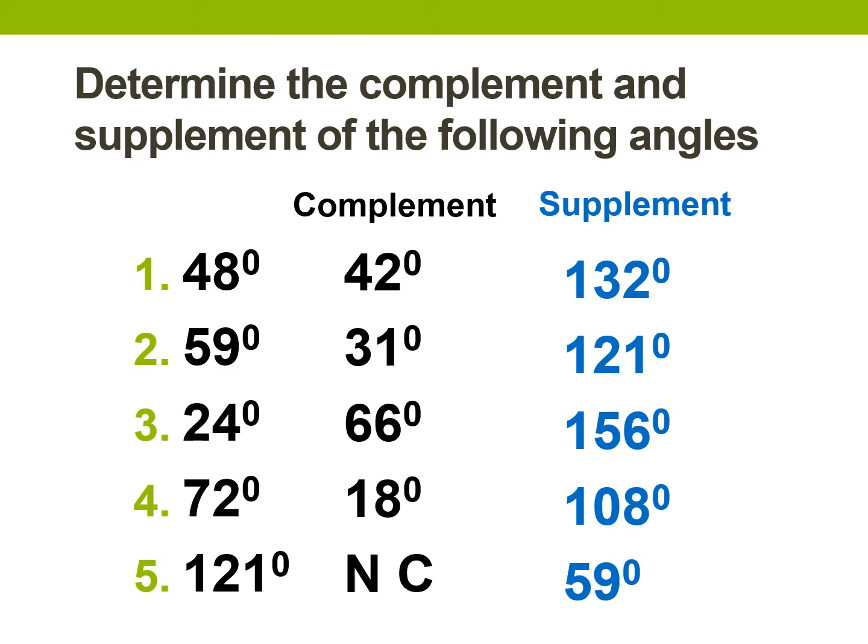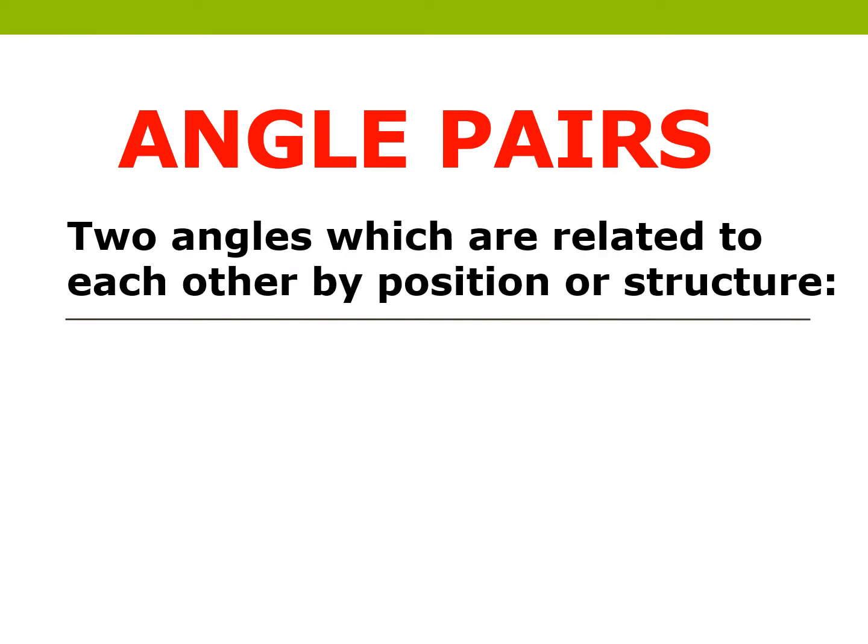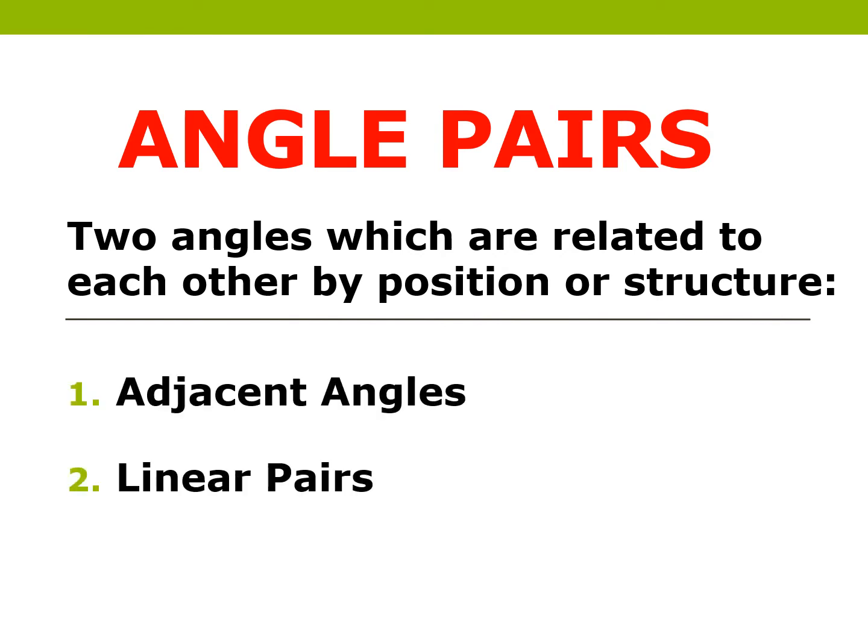Okay, next. Angle pairs are two angles which are related to each other by position or structure. Before, we had it by measure. Now we are going to deal with position or structure. We have the adjacent angles, we have the linear pairs, and the third one is vertical angles. So let's proceed.